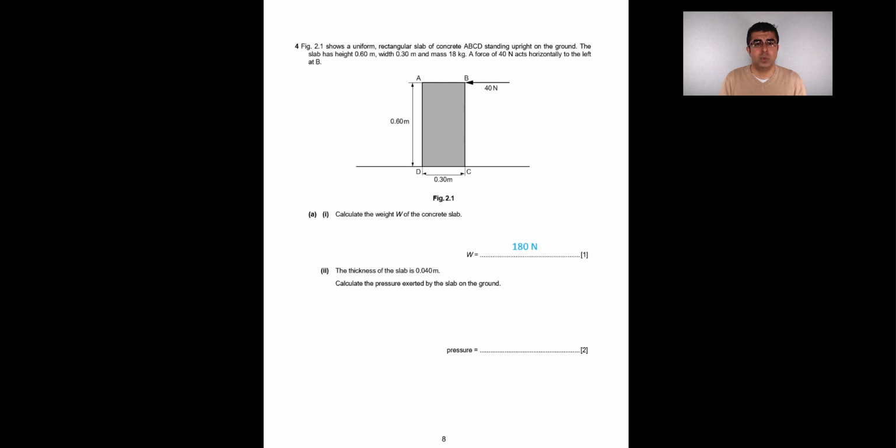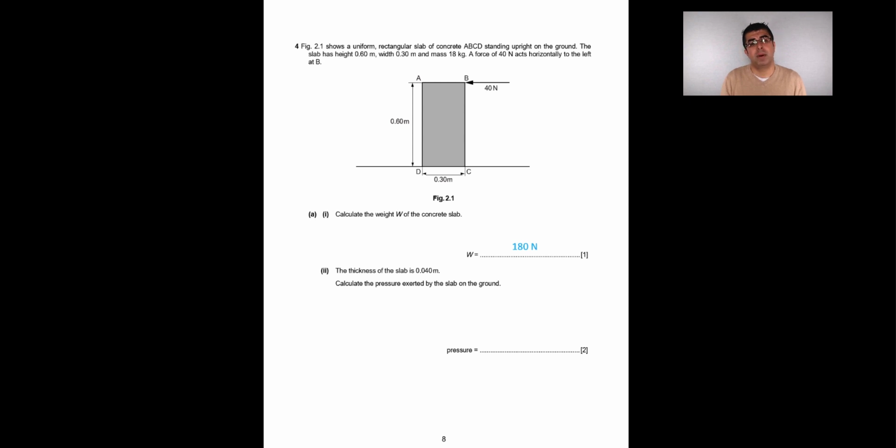Well, weight equals mass times gravity, which is hopefully straightforward enough. They've told us that the mass is 18 kilograms, therefore 18 times 10 is 180 newtons. The thickness of the slab is 0.40 meters. Calculate the pressure exerted by the slab on the ground.